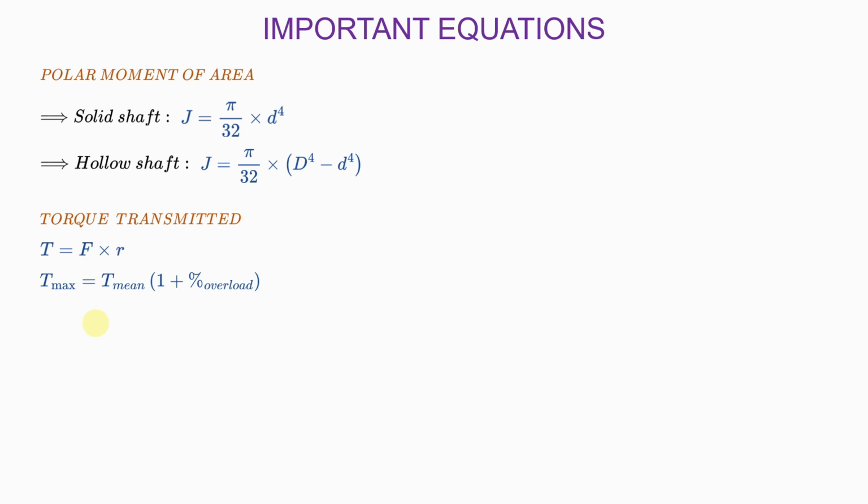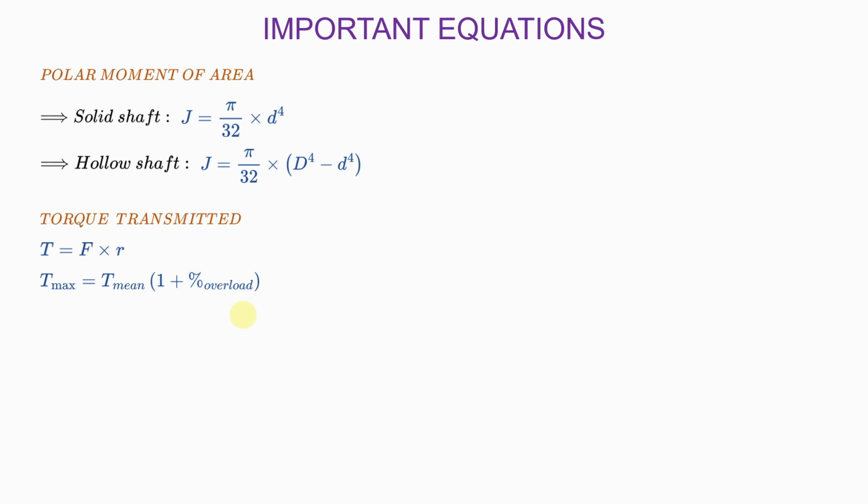Then we also have something referred to as the maximum torque. When you're dealing with shafts, there are two types of torques you need to become familiar with: the mean torque and the maximum torque. This is the equation that relates the two. The maximum torque is equal to the mean torque multiplied by 1 plus the percentage overload. What do I mean by that?